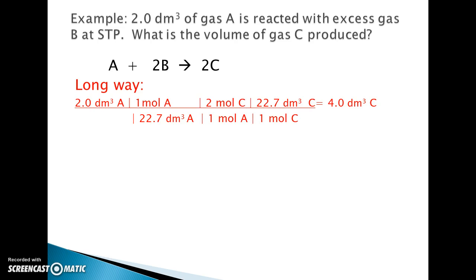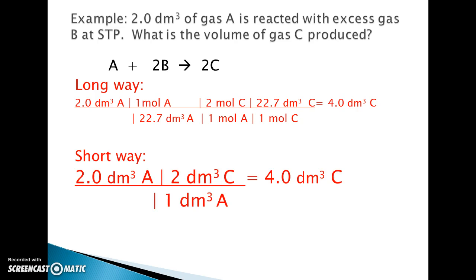So we could do it this way. We could convert decimeters cubed of A to moles of A, use the mole ratio to get moles of C, and then convert back to decimeters cubed of C. Okay, but one thing you hopefully notice is that that 22.7 cancels out, right? Because we're saying that the mole ratio is also a volume ratio, because they're directly related, we can just shorten it. Okay, we can go straight from liters of one to liters of another. Okay, so again, that's because moles and volume are directly related. The mole ratio is also a volume ratio.